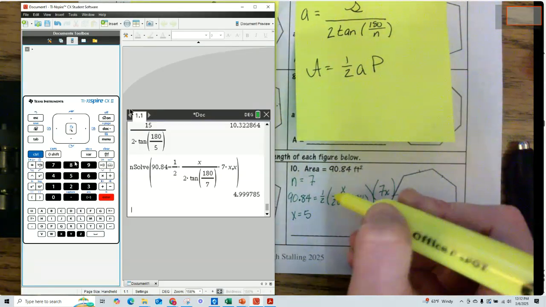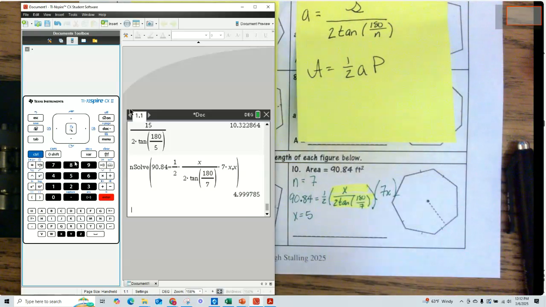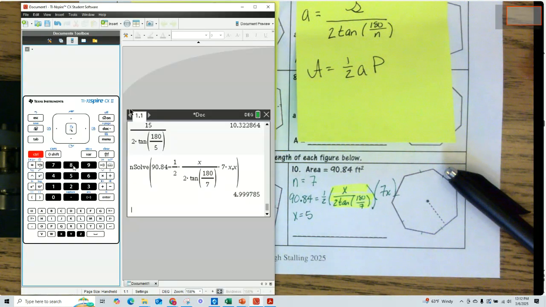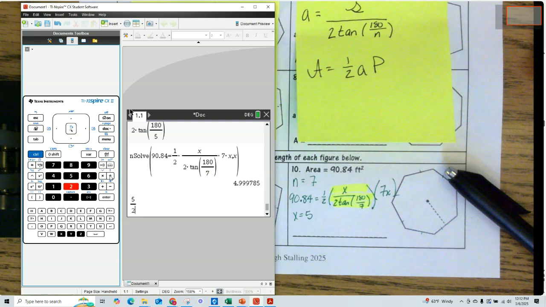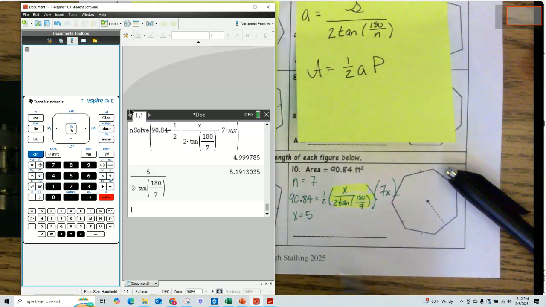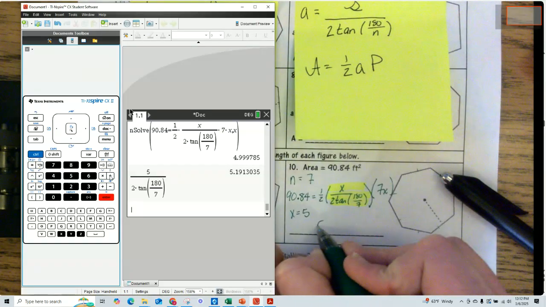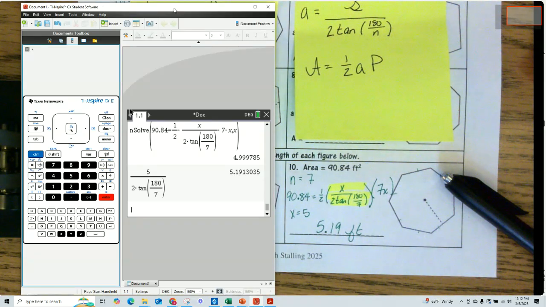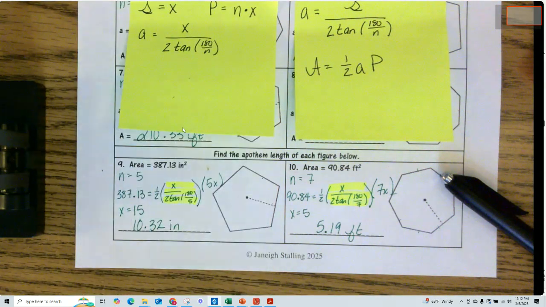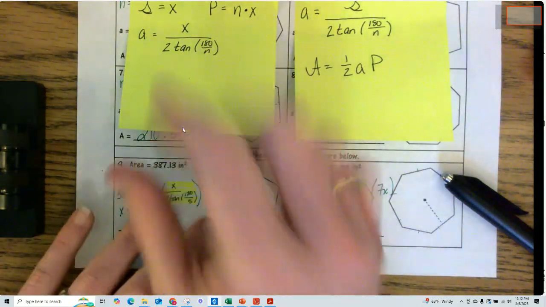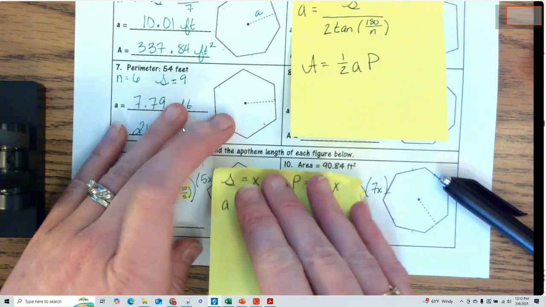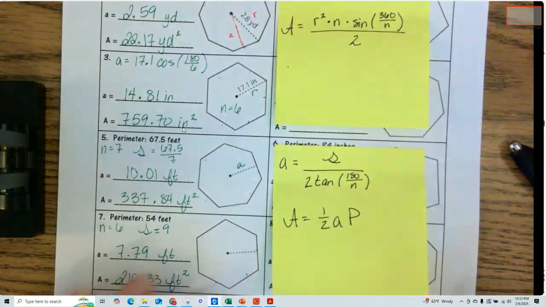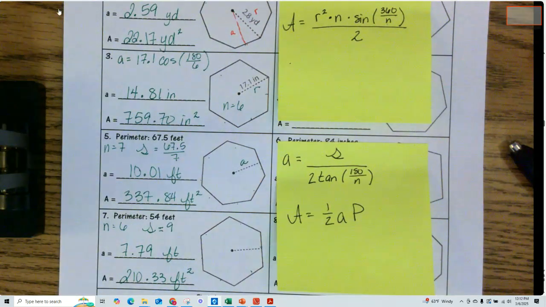And then again, I'm going to take that value and I'm going to plug it into just the apothem part. So we're going to do 5 and then 2 tan, 180 over 7, and the apothem length, yep, that's what I got, 5.19 feet. So again, you don't have to do any like that on your own. Okay, so you've got those top 4. I will move this down where you can see all my work for those. Let me zoom out a little bit.